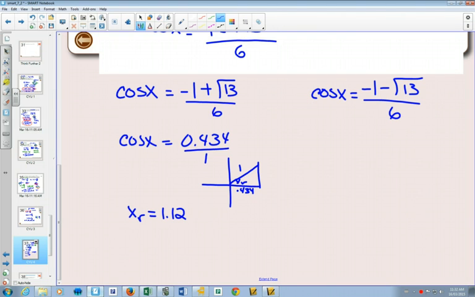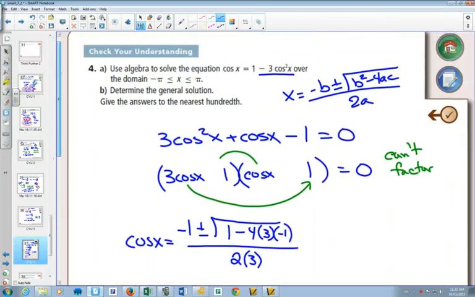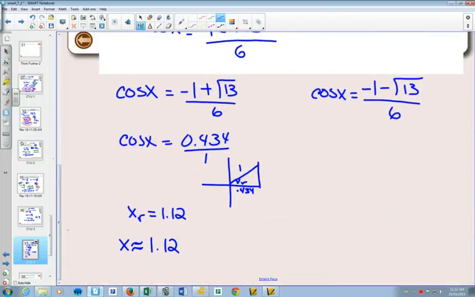And then my angle here in quadrant 1 will be 1.12. Did it say to the nearest hundredth? Yes. 1.12. And in quadrant 4, you would go 2 pi minus that reference angle. So those are our answers from 0 to 2 pi.